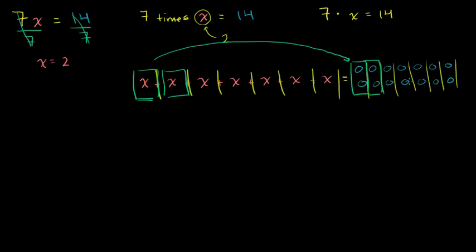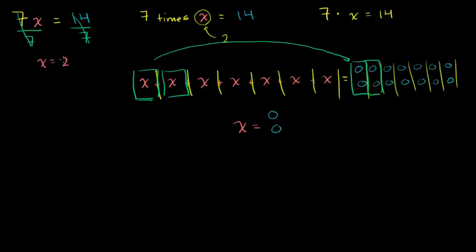There's 7 chunks here, 7 chunks here. So each x must be equal to 2 of these objects. So we get x is equal to, in this case, we had the objects drawn out where there's 2 of them. X is equal to 2.